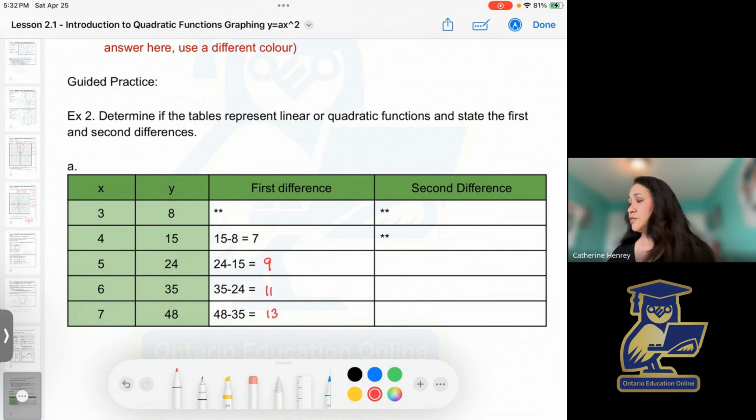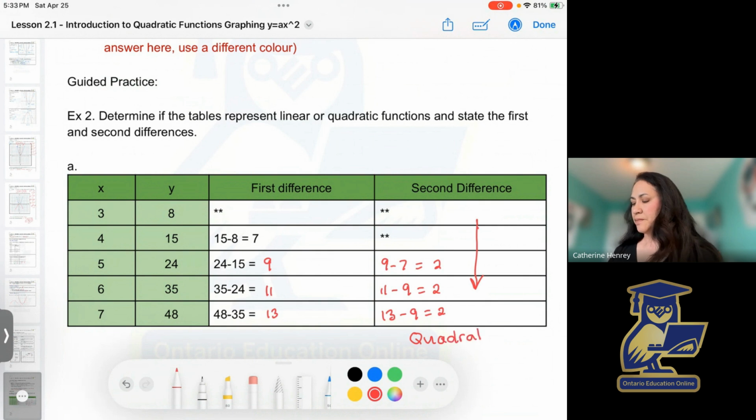So our first differences are not the same, and so we're going to check our second differences, and we'll have 9 minus 7 equals 2. 11 minus 9 equals 2. 13 minus 11 equals 2. So our second differences are constant. So this chart represents a quadratic function.